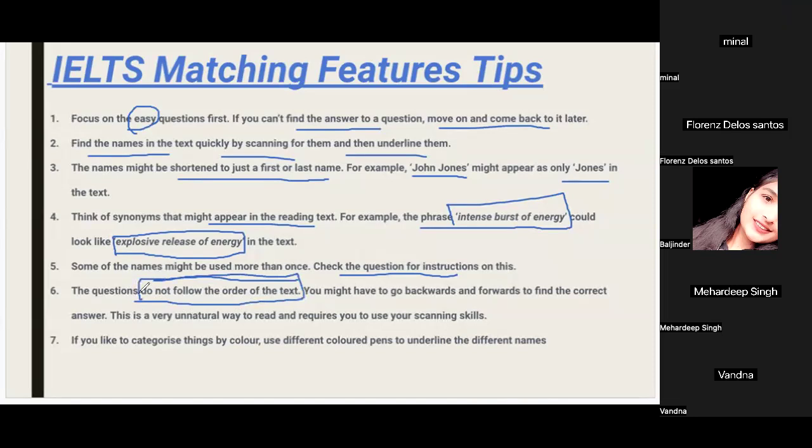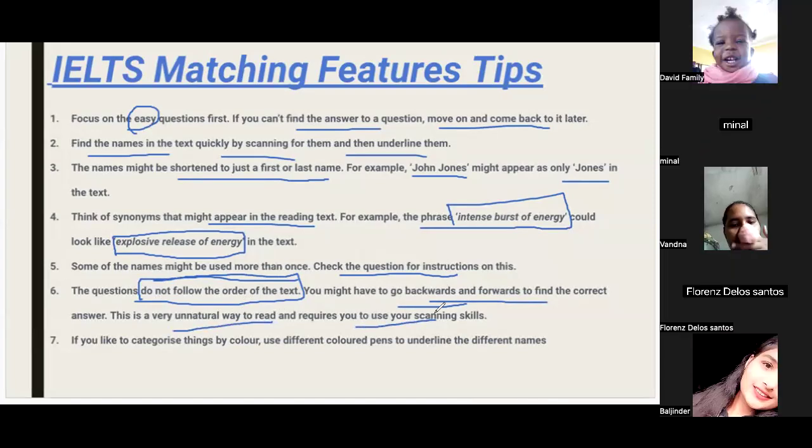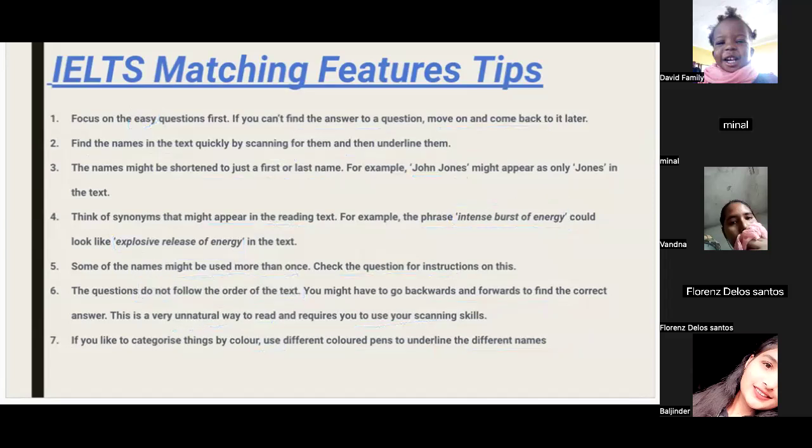You might have to go backward. You might have to go forward. You will have to move here and there to find your correct answer. This is a very unnatural way to read and requires you to use your scanning skills. So you have to do skimming, you have to do scanning also. If you like to categorize things by color, use different color pens or anything you are comfortable with, and do your skimming and scanning accordingly. Okay.